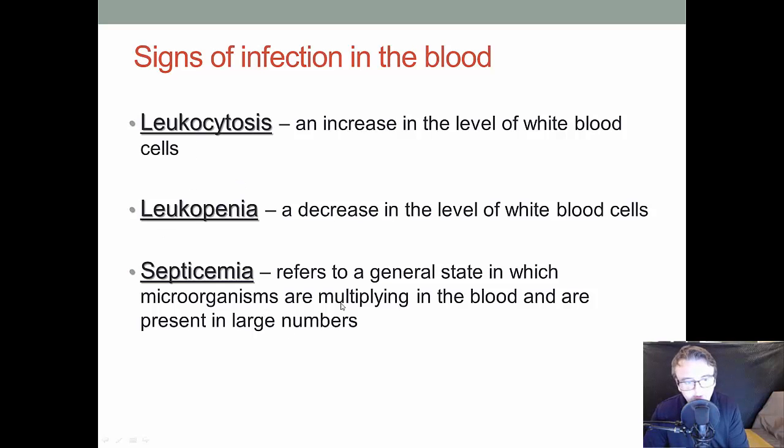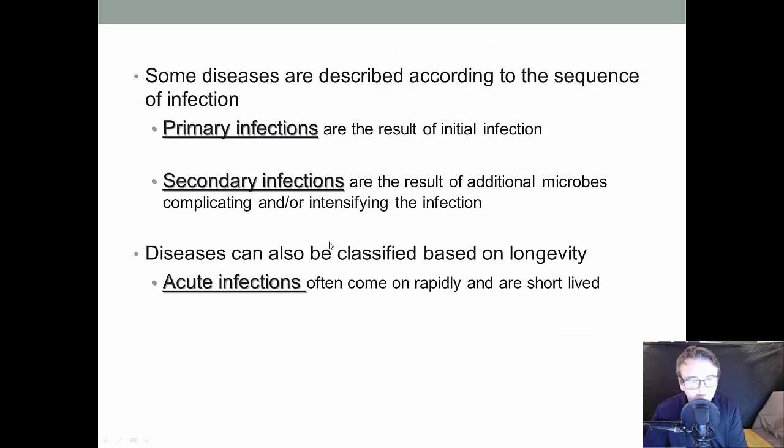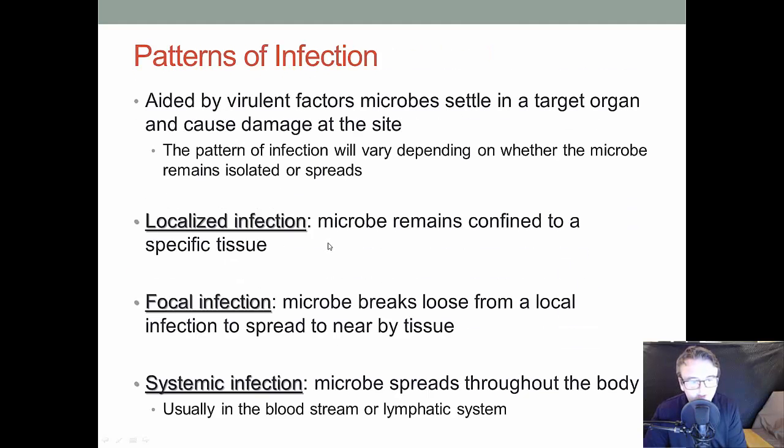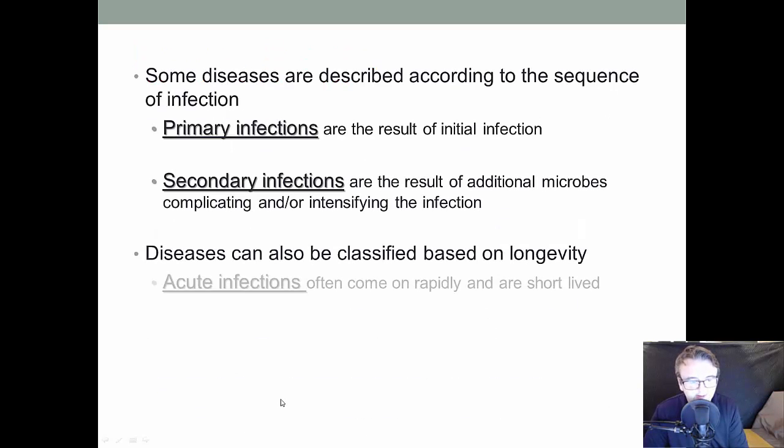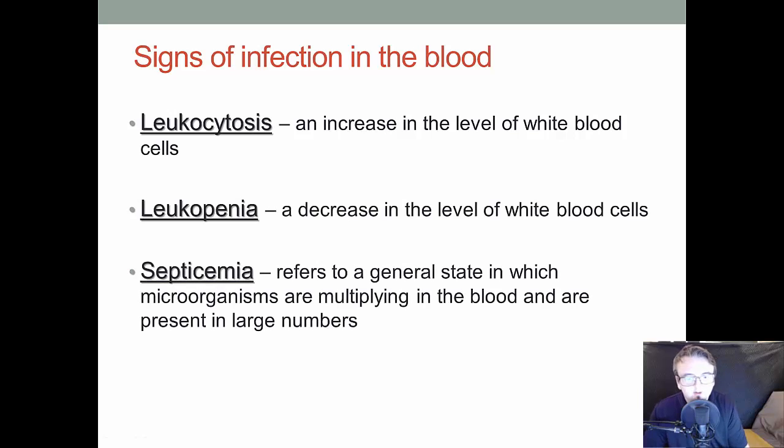And then septicemia is another way to describe what's happening during a systemic infection, which we talked about here. These are very similar terms. Systemic infection is where you have pathogens spreading throughout the body, and septicemia is the condition in which they're present and multiplying in the blood. Almost identical definitions, but slightly different; they more or less describe the same thing.